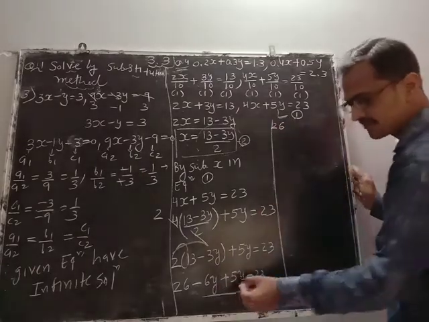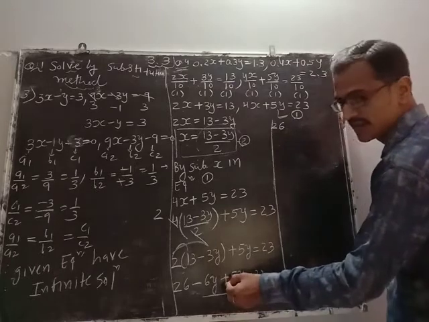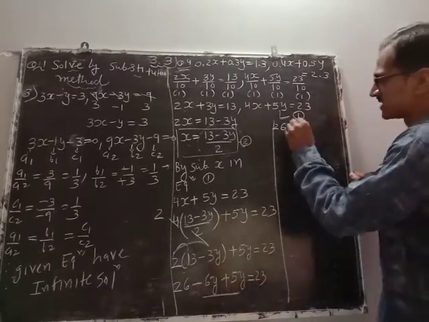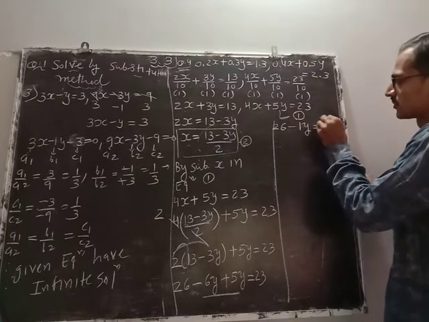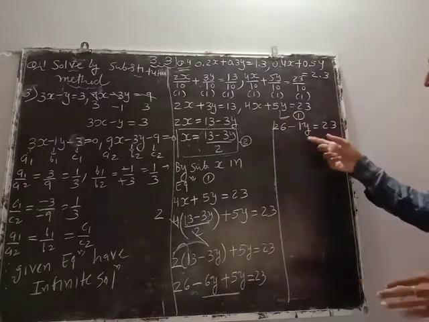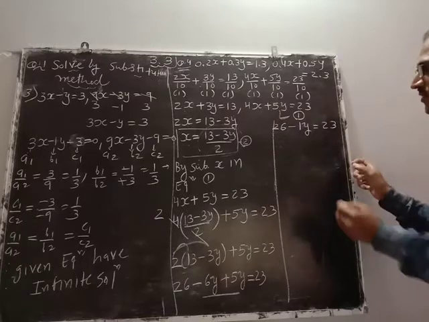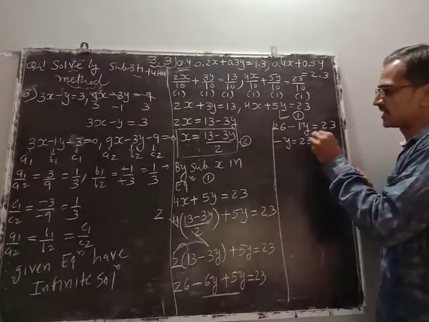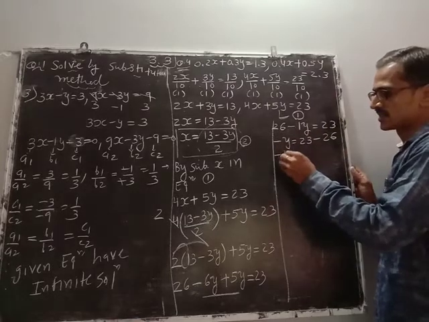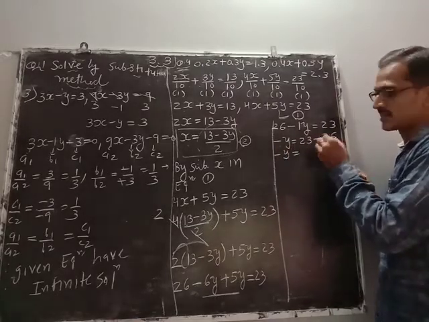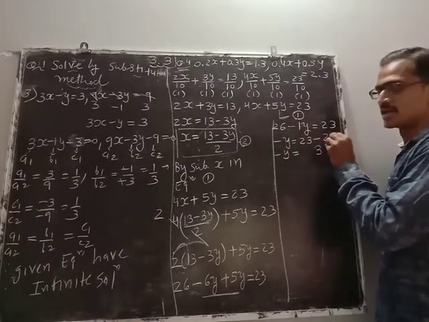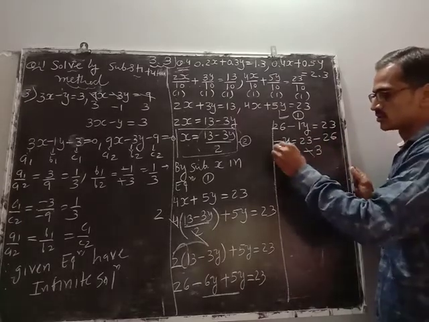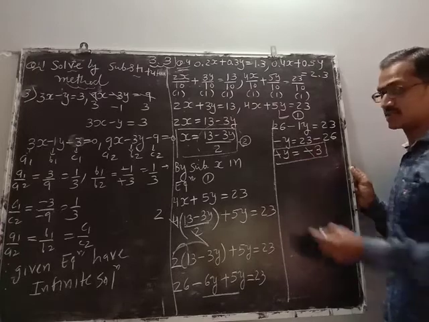Now let us solve. 26. This 6y and 5y we'll solve. Minus 6 plus 5 is minus 1y. So it's minus y equals 23. To find the value of y, what will we do? We'll shift 26 toward the right hand side. So we'll have minus y equals 23 minus 26. Minus y equals minus 3. Minus minus cancel. So the value of y will be 3.